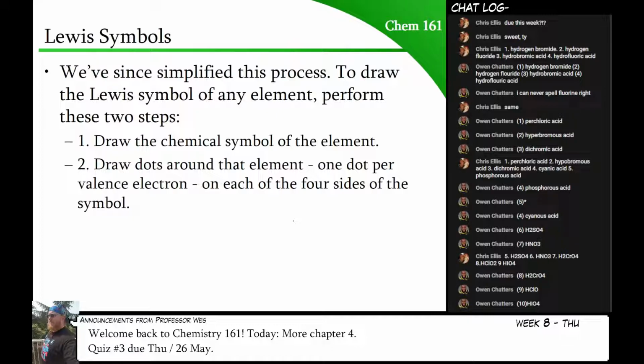Then you're going to draw dots around the element, 1 dot per valence electron. Remember that a valence electron is any electron that's in the highest n. If you don't know how many there are, write out the electron configuration for your element, and then count all the electrons in the highest n. Those are your valence electrons. You're going to put 1 dot per valence electron. So let's do an example.